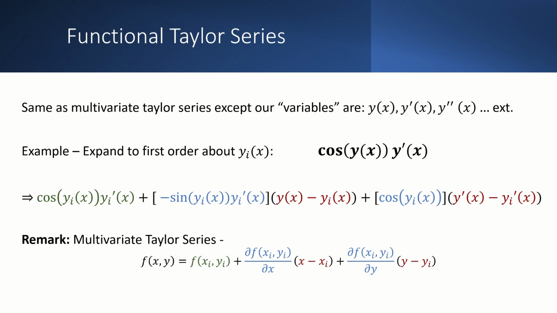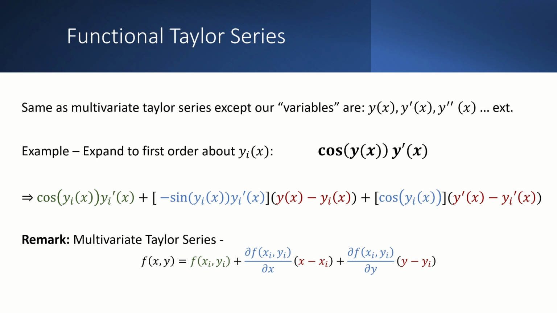Okay, let's have a look at how to find a functional Taylor series. Well, it's going to be exactly the same as a multivariate Taylor series, except our variables are going to be y, y prime, etc. Let's do an example, expanding cos(y, y prime) to first order about yi of x.